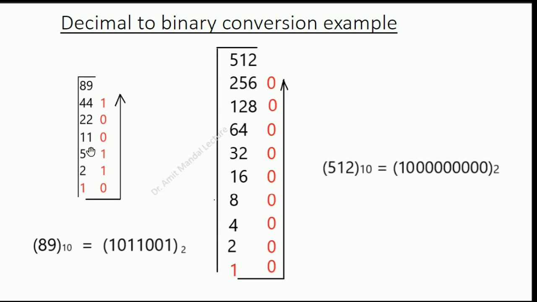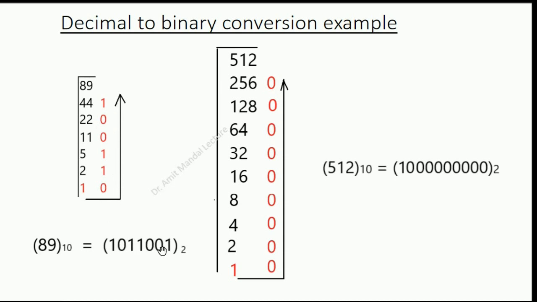Then 11 divided by 2, you will get 5 as quotient, and remainder will be 1. Now 5 divided by 2, you will get 2 as quotient, and remainder will be again 1, and 2 divided by 2, the quotient will be 1 and the remainder will be 0. Now you have achieved that goal, means ultimately the quotient is less than 2, that is 1. Now as according to this arrow, as it is showing, you have to write the number in that order.